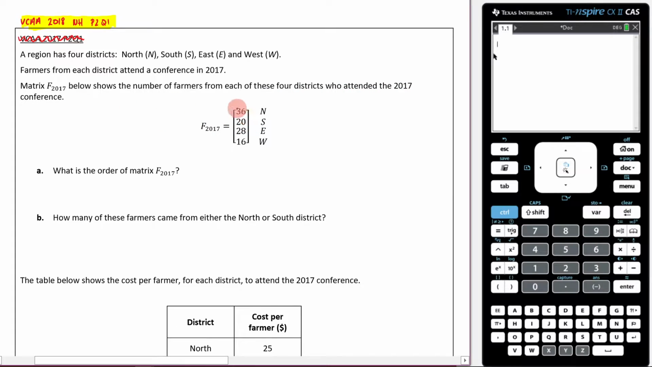So here it is. We had 36 from the North, 20 from the South, 28 from the East, and 16 from the West. What is the order of the matrix? Well, as you can see, I read it as rows, then columns. So I have 4 rows and 1 column. So it's 4 by 1. That's my answer to the first one.